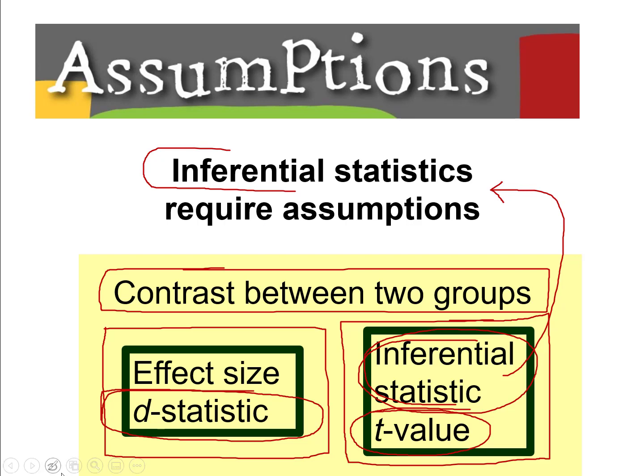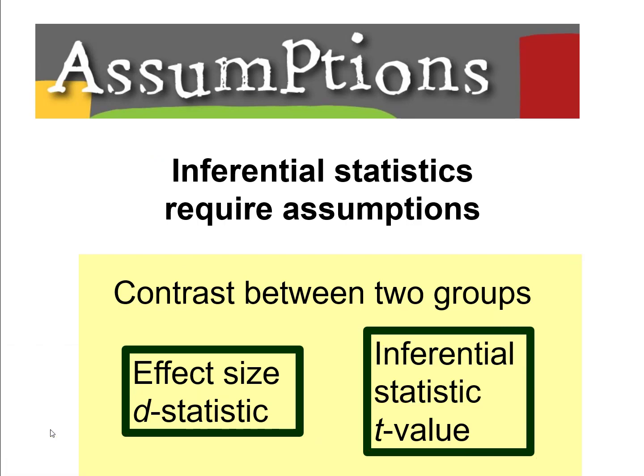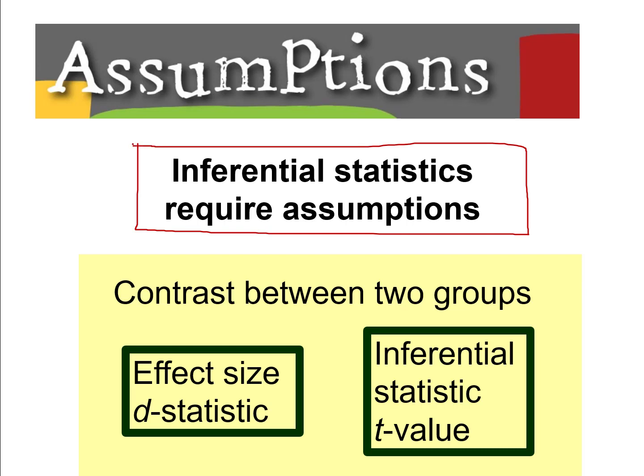For example, if I calculate a t-value and calculate the probability of that t-value, I will get the correct probability if my data set has met the required assumptions, and I will not get the correct probability if my data set has not met the required assumptions. So anytime we do an analysis and calculate an inferential statistic, it's important to be aware of the assumptions that need to be met for that inferential statistic to work. So what are the assumptions that need to be met for a t-test to work? What are the assumptions that we make when we do a t-test?